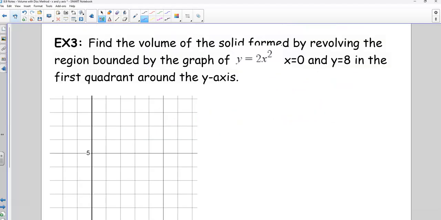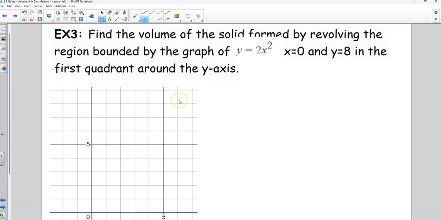let's continue. Let's do one where we rotate around the y-axis. Okay, so we've got the volume of the solid formed by revolving the region bounded by the graph of y equals 2x squared, x equals 0, y equals 8 in the first quadrant around the y-axis. So I always like to graph my vertical and horizontal lines first. It kind of gives me a frame of where I'm looking.